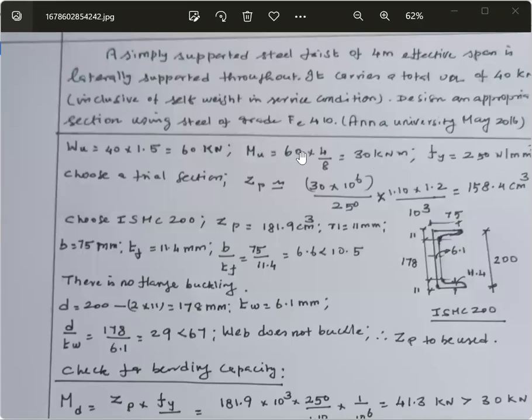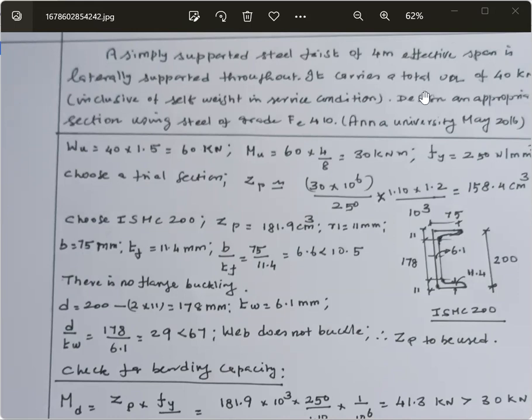Hello friends, now we will see one university question on design of a steel joist. This university question is for Anna University in the year May 2016. Here the simply supported joist is having a span of 4 meter effective span. It carries a total UDL of 40 kilonewton in service condition inclusive of self weight. We have to design an approximate section.